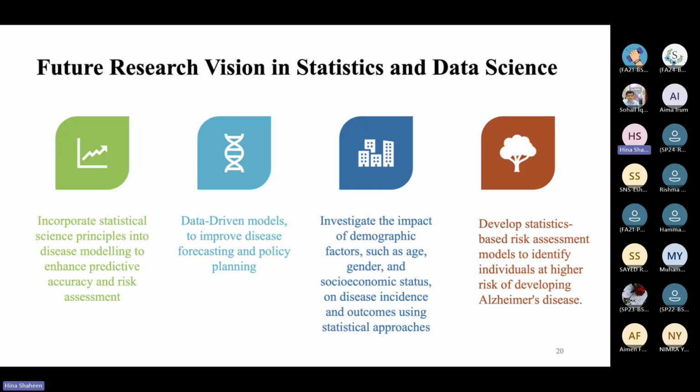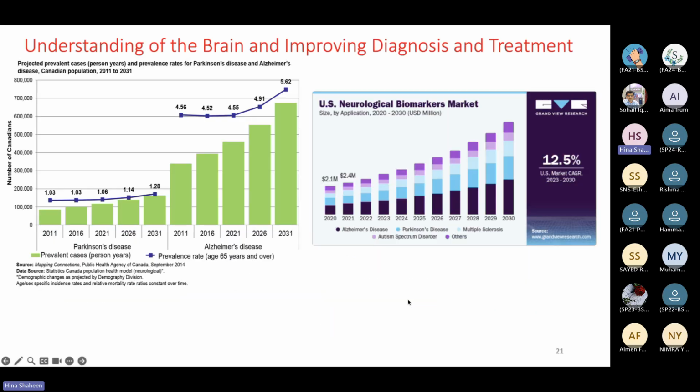Some people are struggling financially, some people are having family problems, personal problems, and so on, and they are going to the disease state. So these are other demographic factors you can consider when you are doing data analysis using statistical terminologies. It will be very impactful if you are able to develop statistics-based risk assessment models to identify individuals at higher risk of developing Alzheimer's disease.